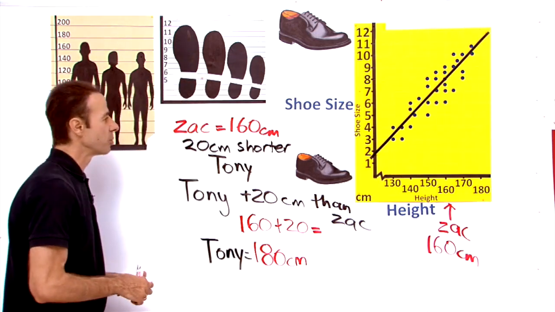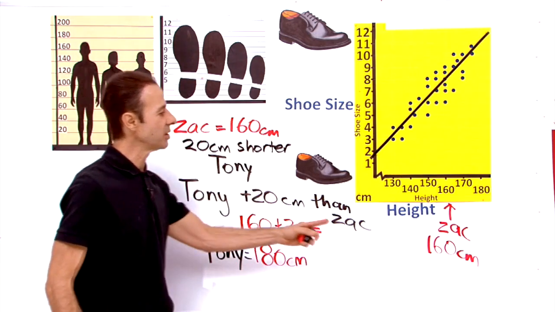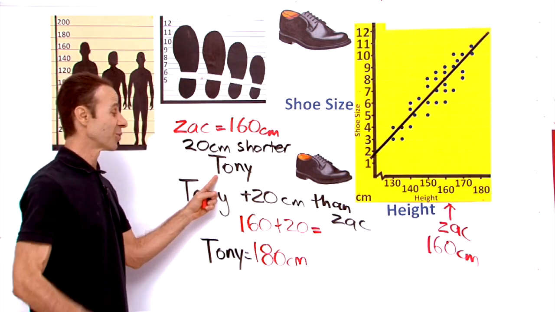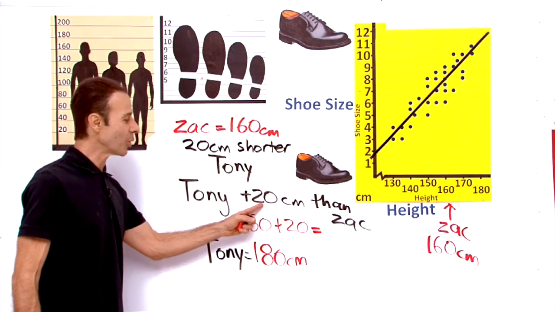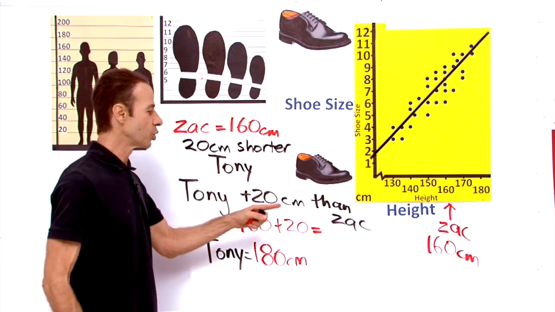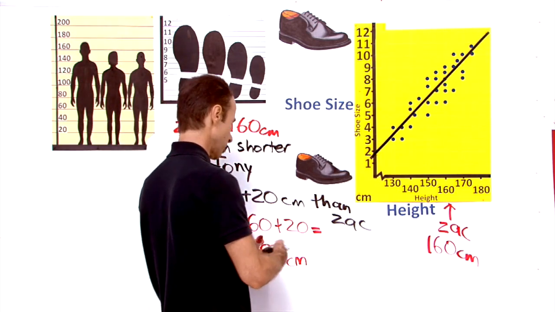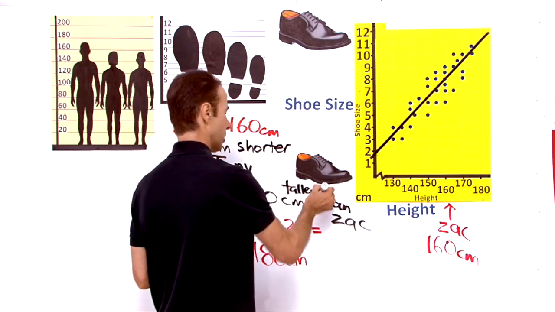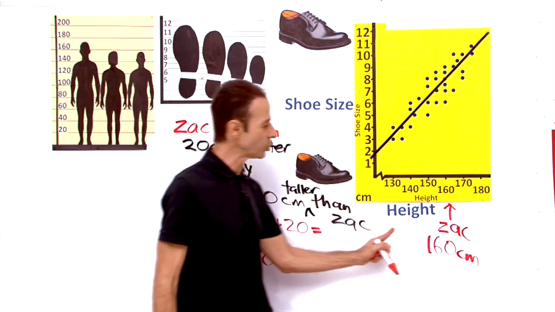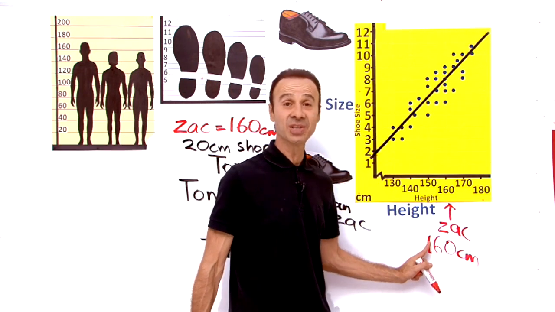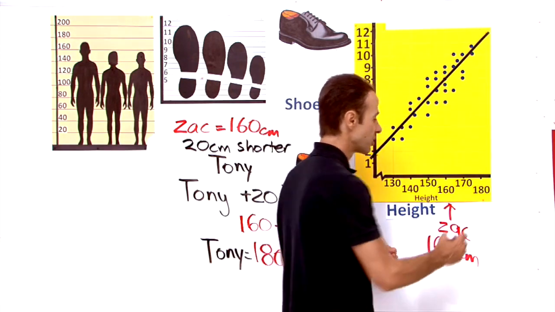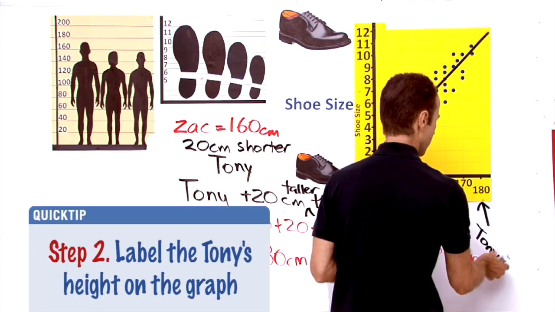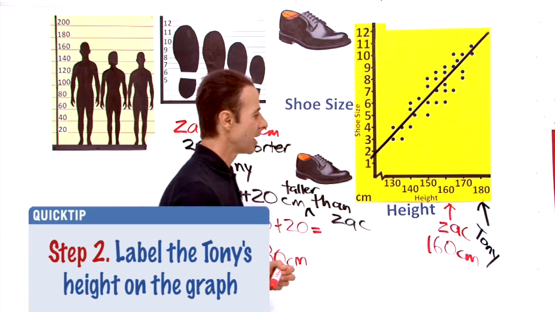Let's go through it again one more time. Zach is 160. There's Zach right there. He is 20 centimeters shorter than Tony. What does that mean? It means that Tony is 20 centimeters taller than Zach. Let me write down here, taller. He's 20 centimeters taller. 160 plus 20 is 180. So right over here, we have who? We have Tony. There's Tony. Tony is 180.